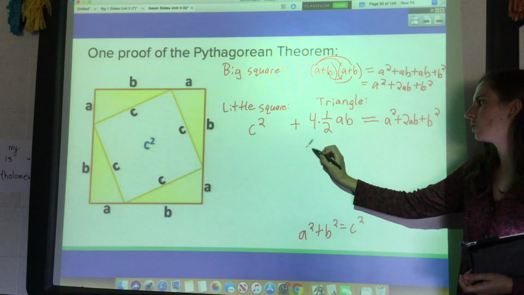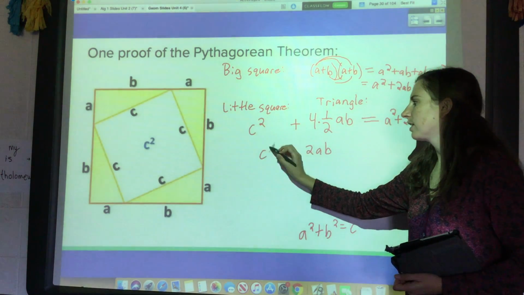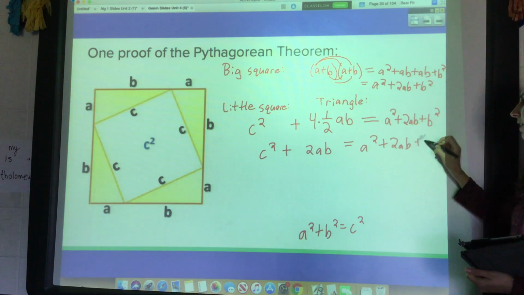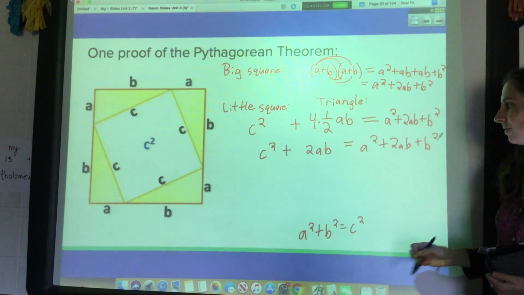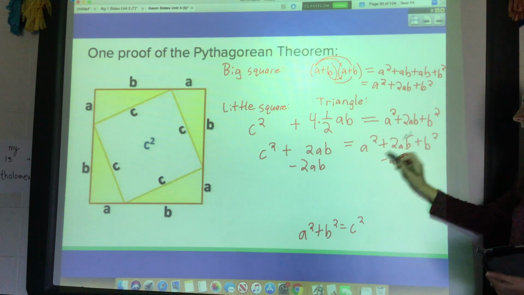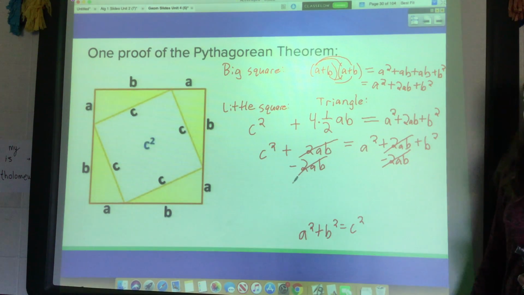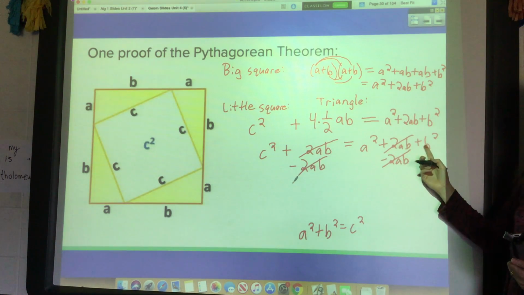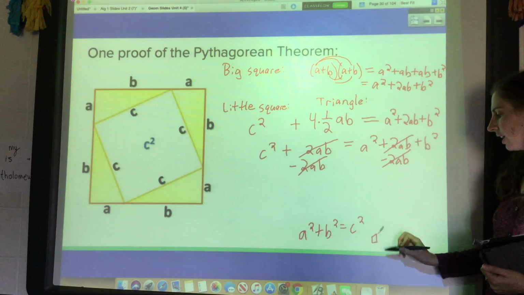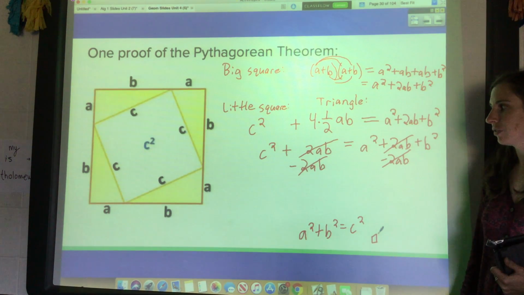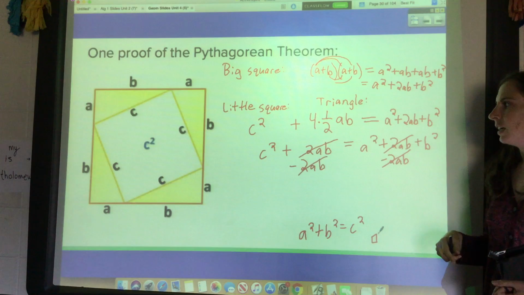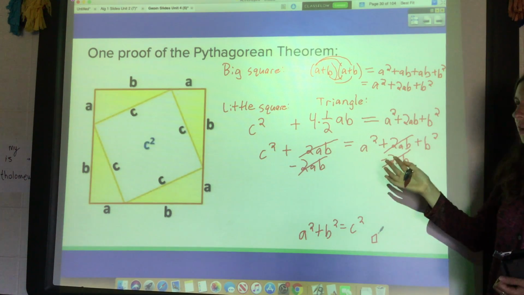4 times a half is 2AB. So I've got C squared plus 2AB equals A squared plus 2AB plus B squared. And I'm pretty much done, because if I subtract 2AB from both sides, that cancels, and I'm left with A squared plus B squared equals C squared. So I'm done. Put a little square, a little QED. I'm done with my proof. This work kind of proved it, along with that diagram. Okay, so that's one proof.